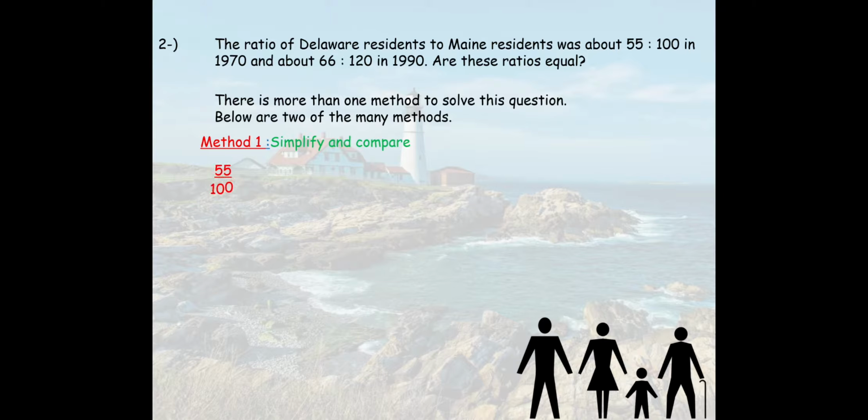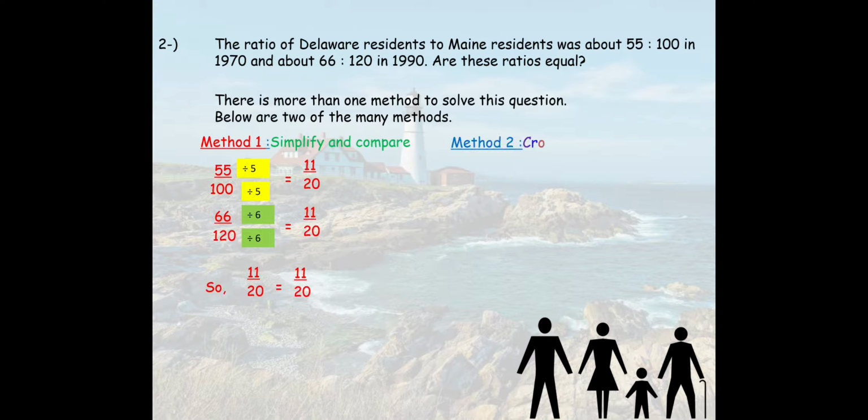And so we're going to put 55 to 100, and we'll find the simplest form, which is 11 out of 20. And then we'll get the 66 to 120, and again find the simplest form, which again gives me 11 out of 20. So if the simplest form of both ratios is equal, this means the ratios are equal. So 11 out of 20 equals 11 out of 20.